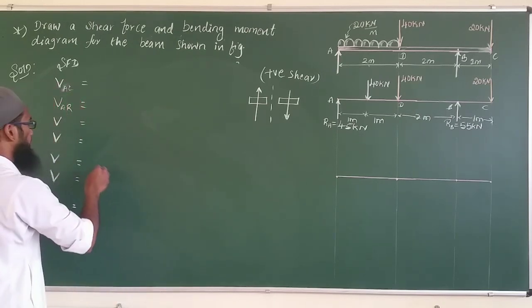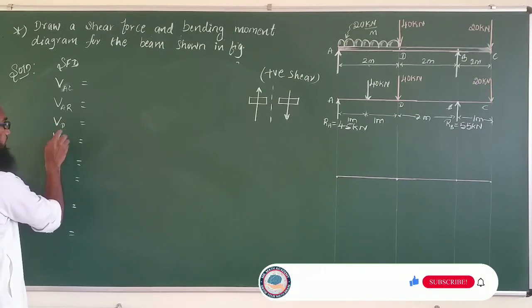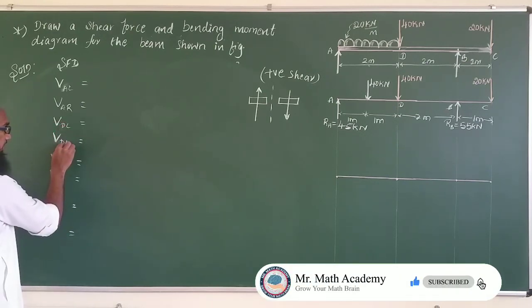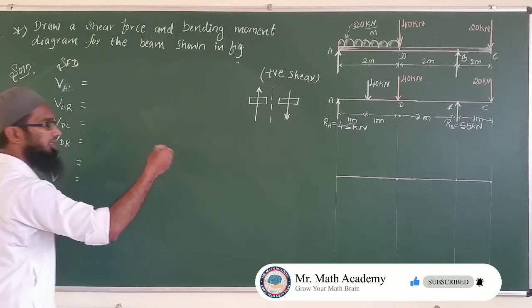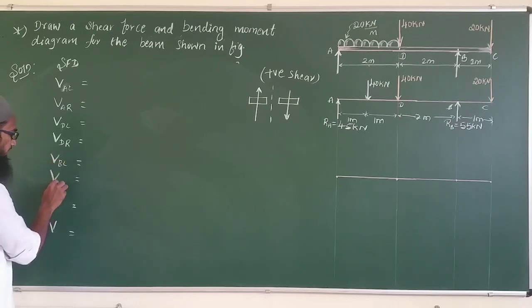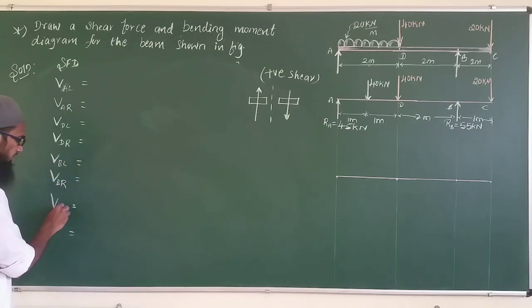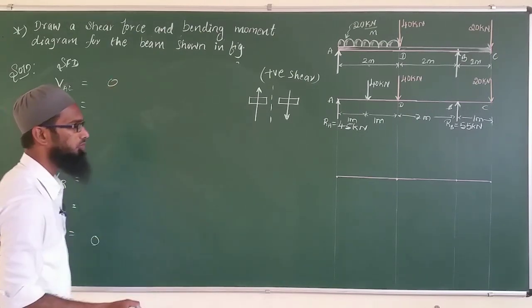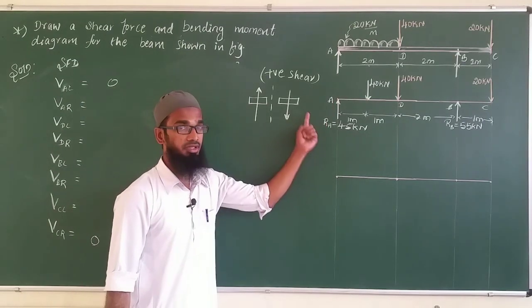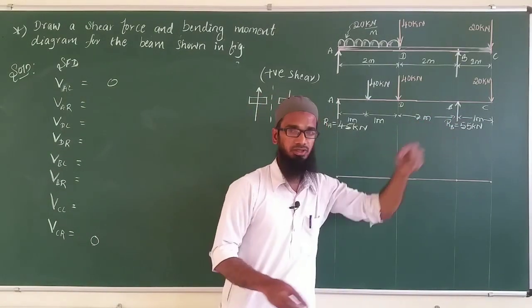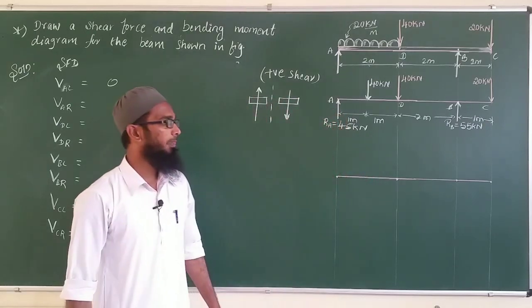The next point is D: shear force at D on the left hand side, shear force at D on the right hand side. We have to go in continuation like A, D, B, C similarly. So B is there, left hand side, B right hand side, C left, C right. The first and the last one is 0 because there is no force with respect to A on the left hand side. Similarly, there is no force at point C on the right hand side. So I will consider it to be 0.